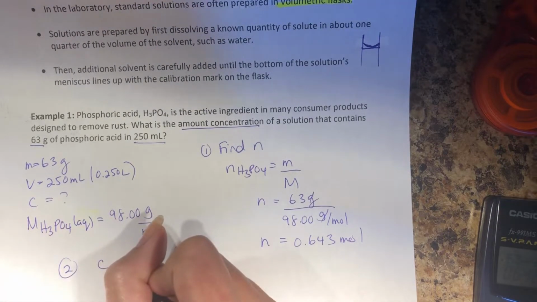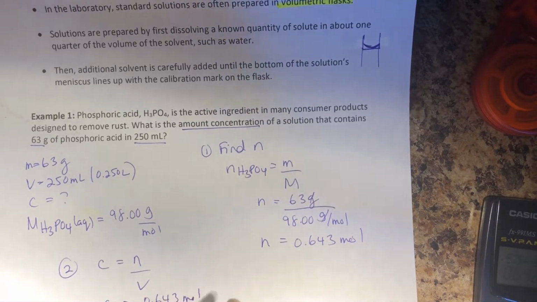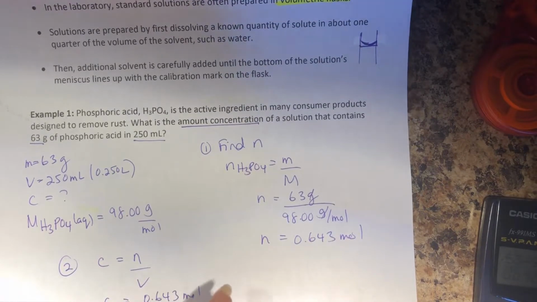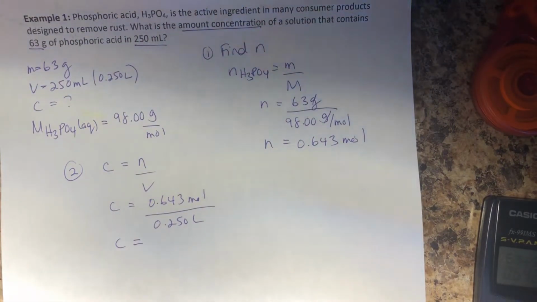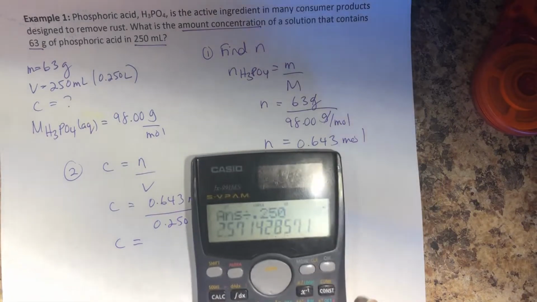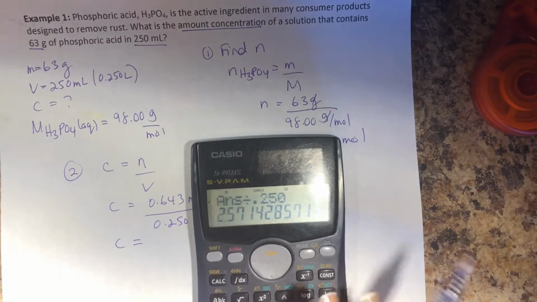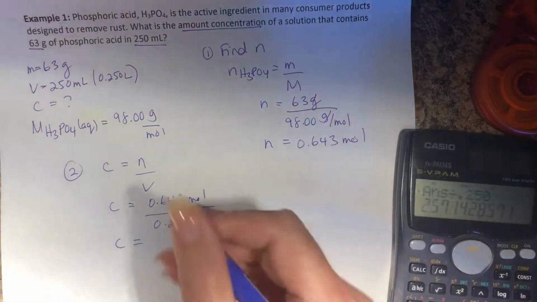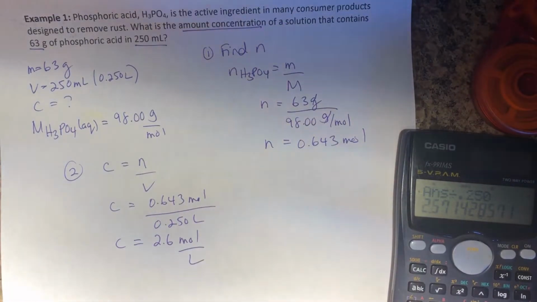Concentration is equal to n over V, which is equal to 0.643 moles divided by our volume of 0.250 liters. Put that into our calculator. I'm going to keep my number in the calculator, which is what you should do. Don't round at the very end. And we have 2.57, which we'll round to 2 digits, so 2.6 moles per liter. We don't cancel anything because it's moles over liter, nothing to cancel.